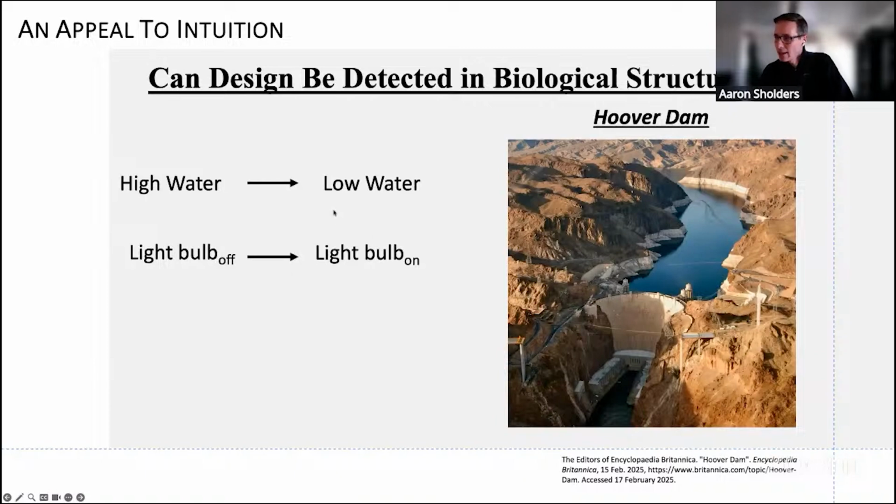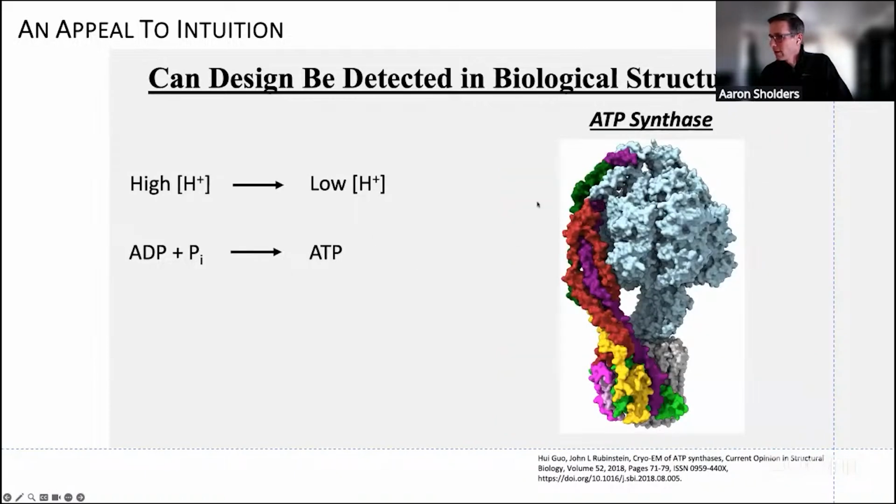Okay, so that is what's happening here. High water, low water, need a turbine, okay? But that turbine, if it's spun correctly, can make ATP from this. This would be our light bulb off, our light bulb on, okay? That's what's going on here.